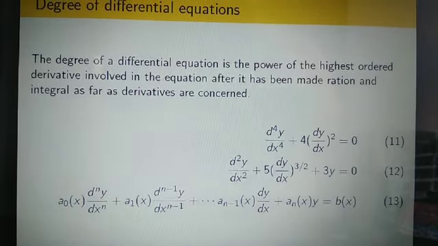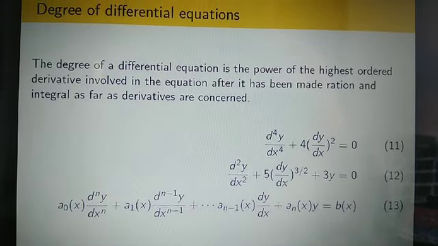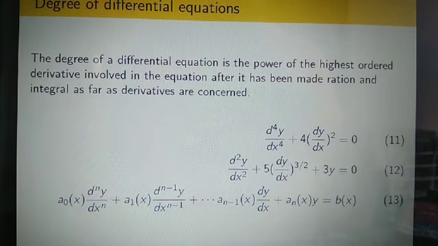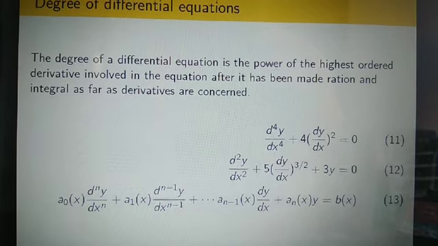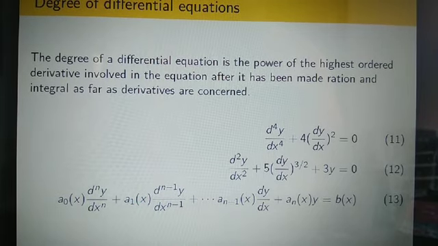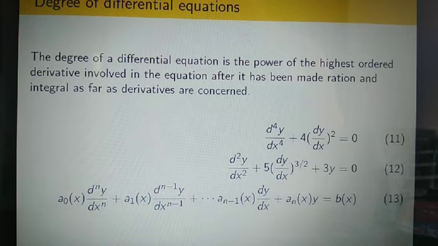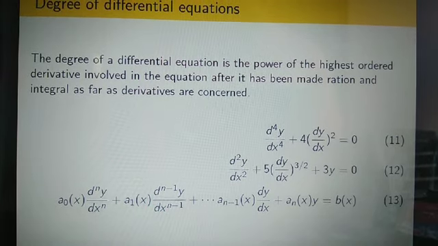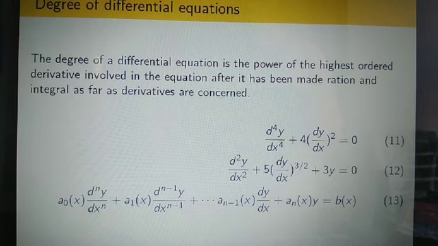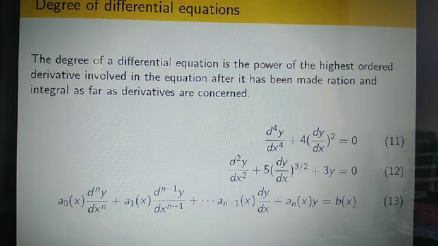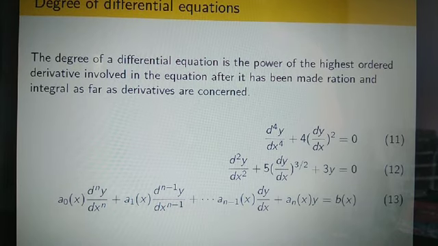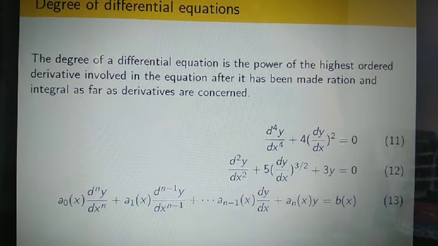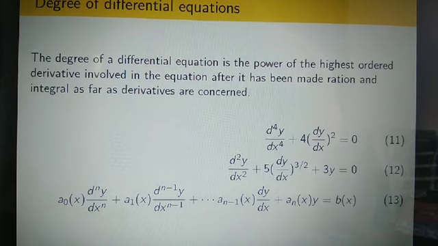Equation number 11: d4y/dx4 plus 4 into (dy/dx) whole square equals 0. Here it is the fourth order differential equation, and the highest order derivative is d4y/dx4, and there is no fractional part involved in the derivatives. So the power of the highest order derivative d4y/dx4 is nothing, that means 1. So the degree of differential equation 11 is 1.